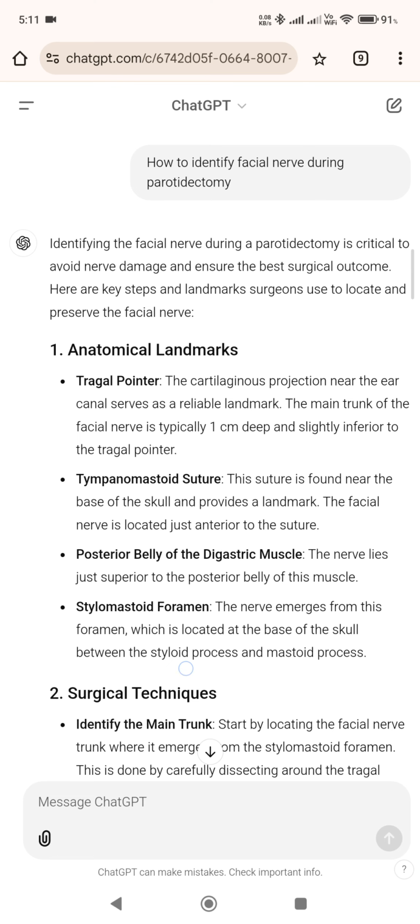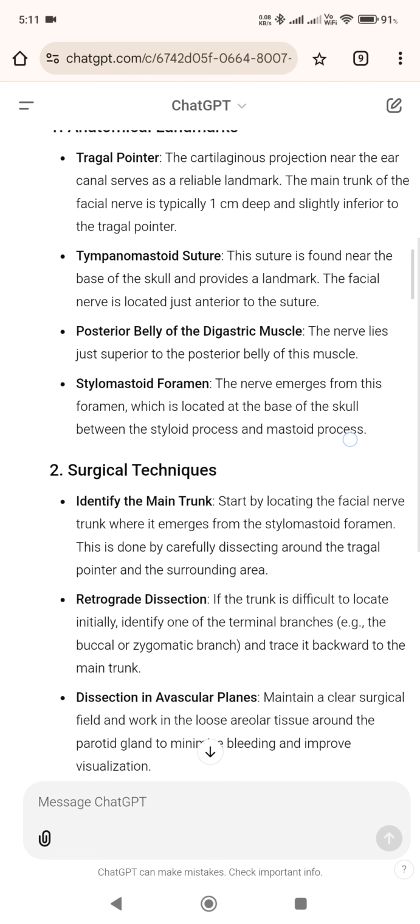Tympanomastoid suture. This suture is found near the base of the skull and provides a landmark. The facial nerve is located just anterior to the suture. Posterior belly of the digastric muscle. The nerve lies just superior to the posterior belly of this muscle.